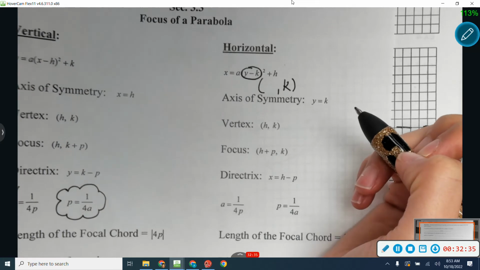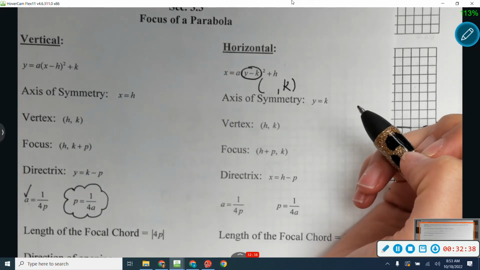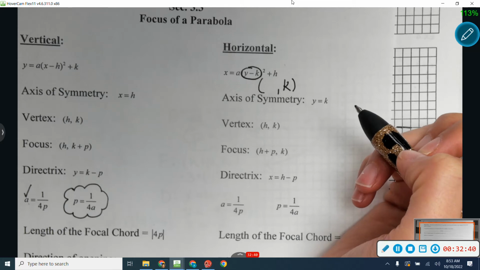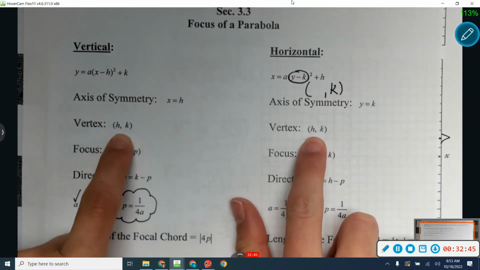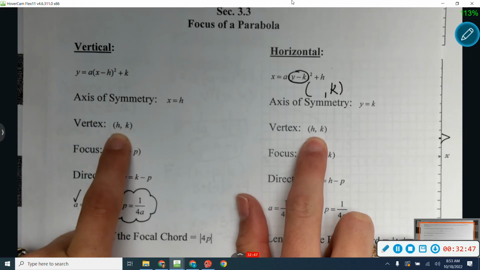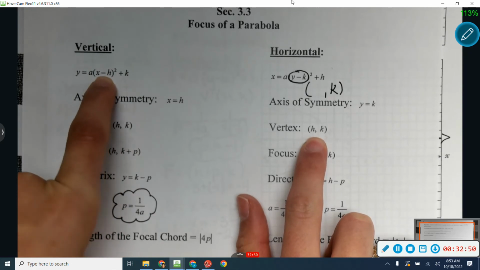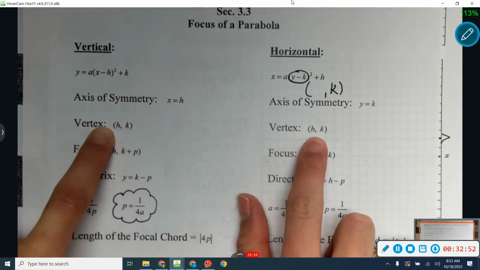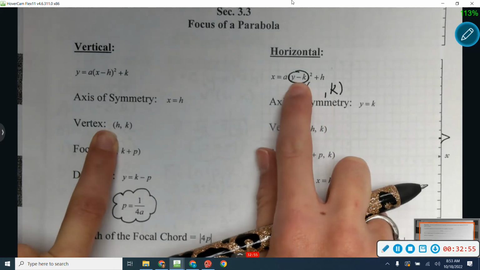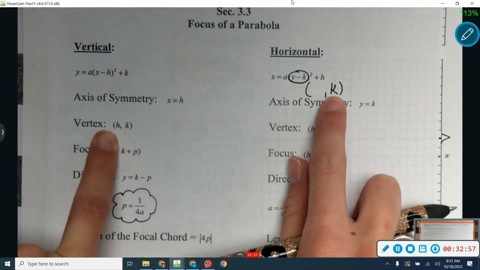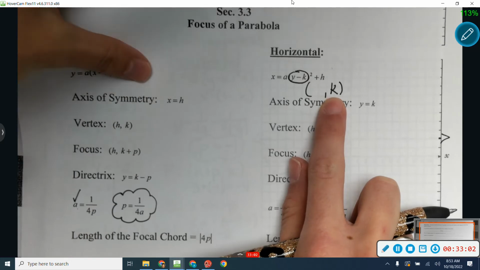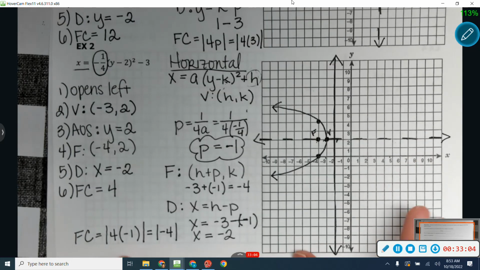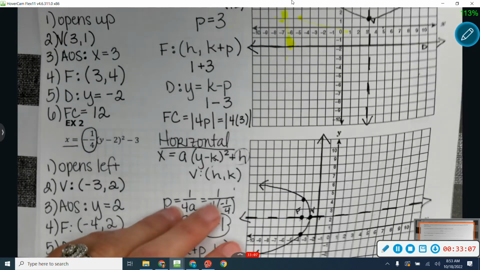And h is x. So no matter if it's horizontal or vertical, your vertex is always going to be h, k. Okay, so if you see here, no matter what position it is, it's h, k. Whatever is inside your parentheses with x, that's the x value of your vertex. But since this is in parentheses with your y, that's the y value of my vertex. Does that help? Okay. What other questions do we have? We good? Okay.